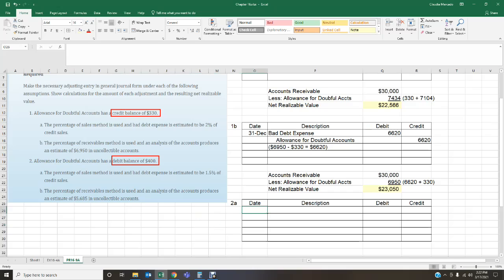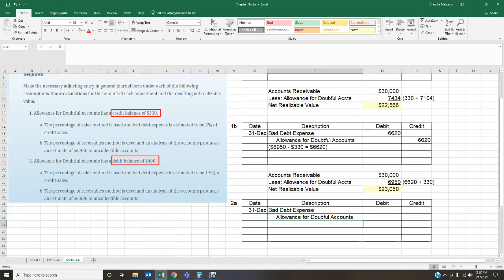So for requirement A, it says the percentage of sales method is used and bad debt expense is estimated to be 1.5% of the credit sales. Once again, this is happening on December the 31st, and we're going to have bad debt expense and the allowance for doubtful accounts. Now we need to figure out the amount.